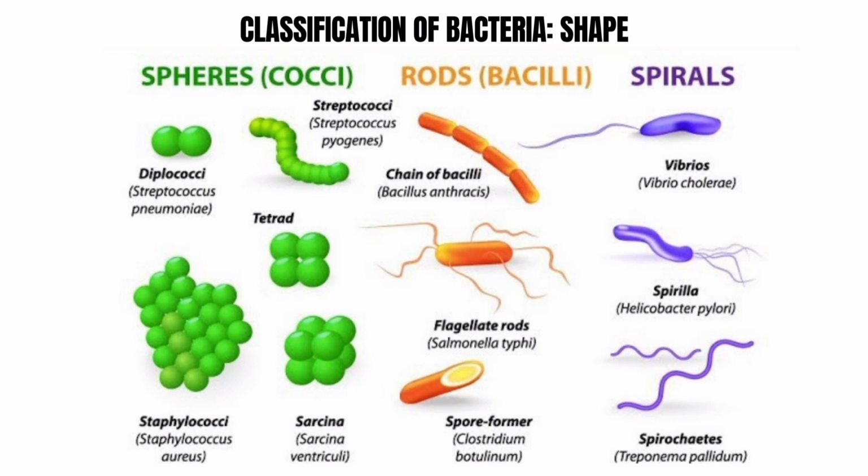The spherical bacteria, which are the cocci, the plural of coccus, can be further classified into diplococci. Those are the spherical bacteria that come in a pair. An example is Streptococcus pneumoniae. We have the streptococci, those that form a chain-like structure or a strand. An example is Streptococcus pyogenes. We have the tetrad, those that form a connection of four.